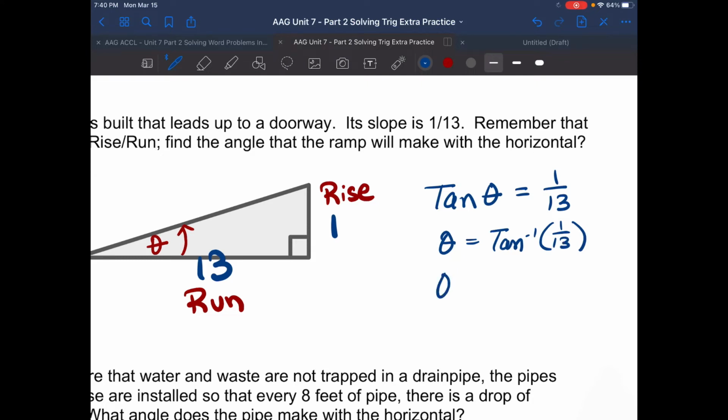The calculator is going to backtrack. It's going to go get the angle for us. What is that angle measure, ladies and gentlemen, to the nearest hundredth? I'm getting about 4.4 or 4.40 degrees. All right, so not very steep, but that makes sense, I think, because we're only rising 1 for every run of 13.